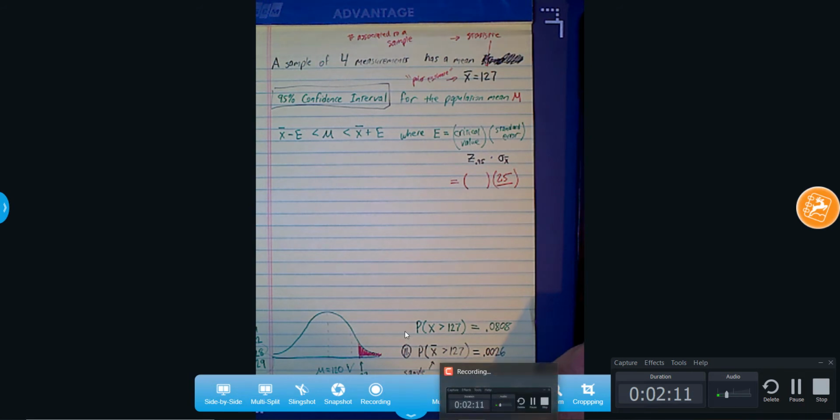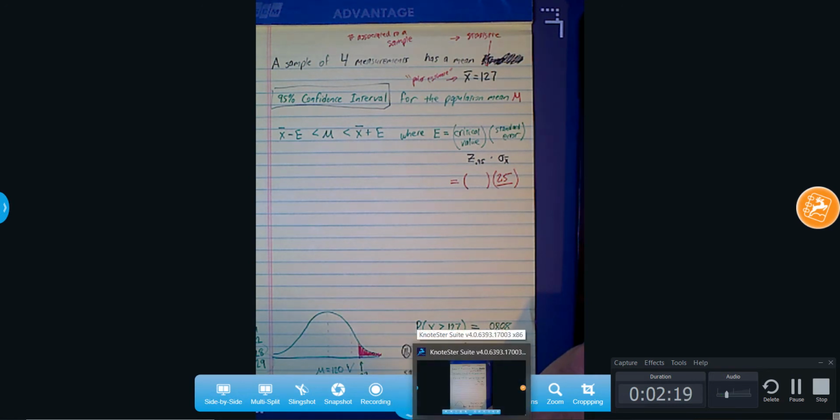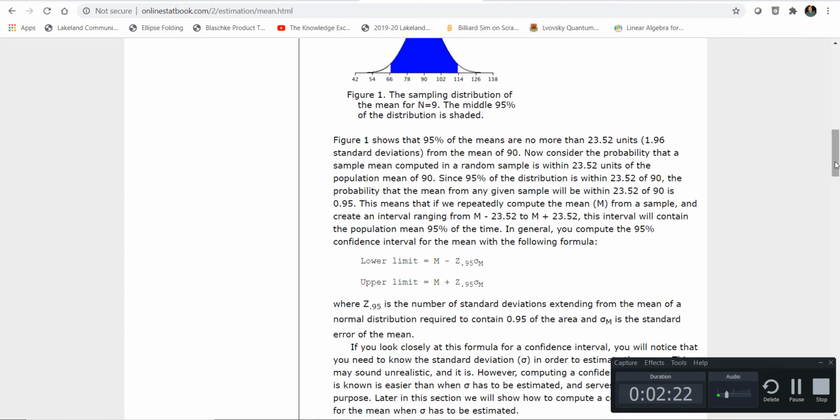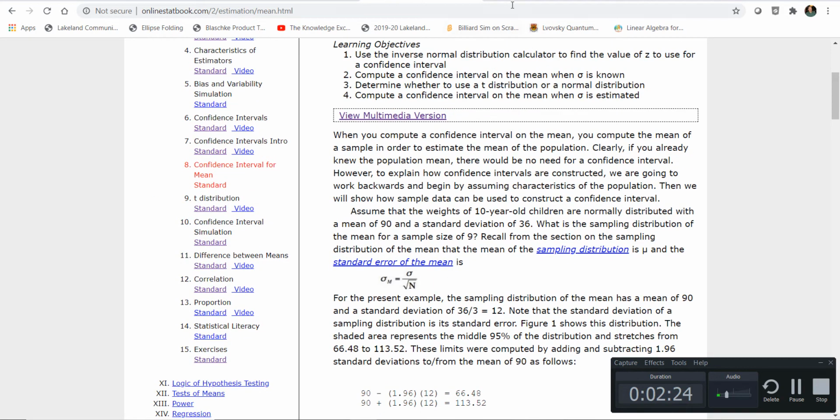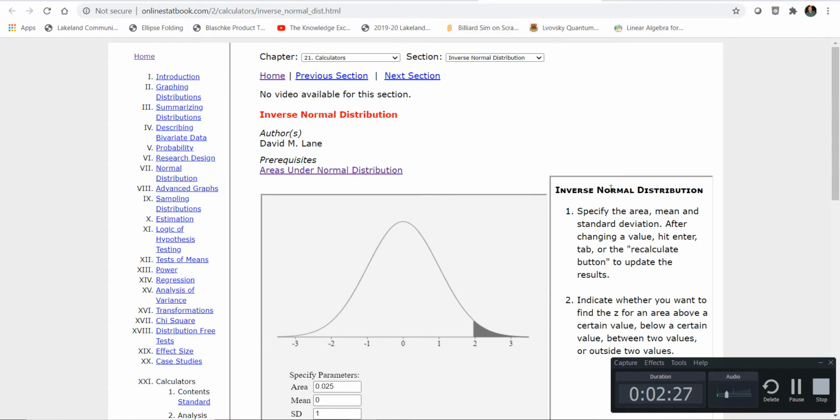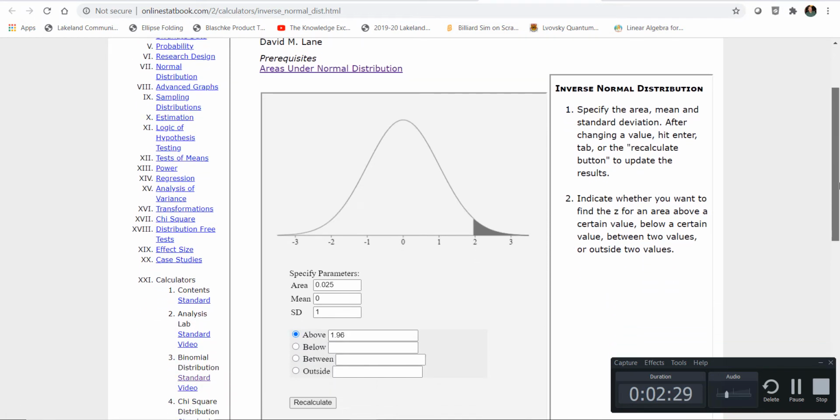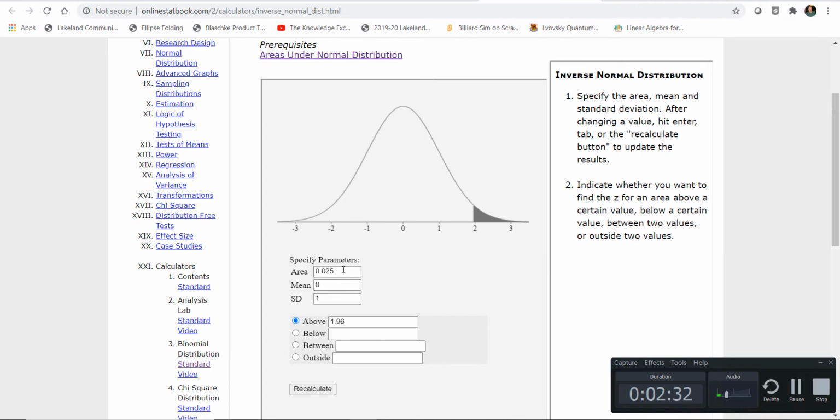Well, just like we used the normal distribution calculator to compute this area, we've also done problems where we go backwards. And so I need to show you how to do that once again. You're going to click on the calculator called inverse normal distribution. And so this is one that you can specify an area and a mean and a standard deviation. So my area I want is 0.95 because we want 95%. And we're going to click on the one that says between. And notice it says between 1.96 and negative 1.96.